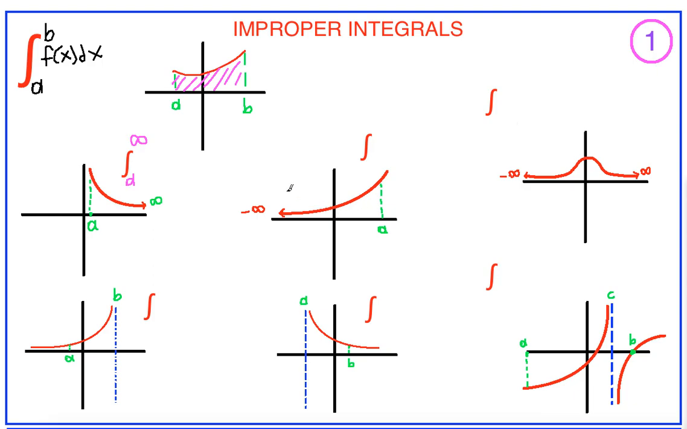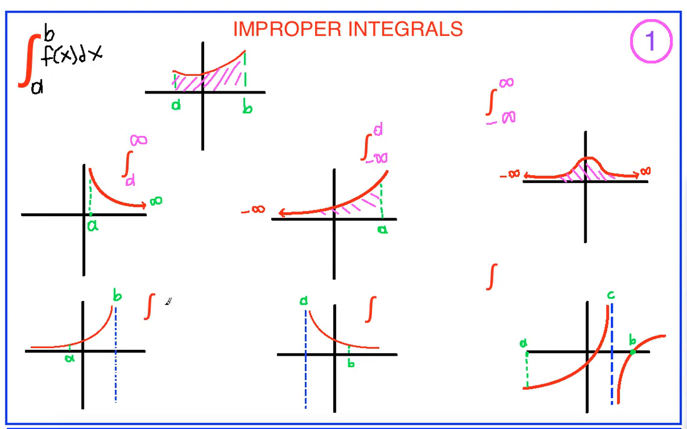How about here? Starting from negative infinity up to some value. Can we calculate the area under this curve? Still we cannot, because we don't know exactly what our lower boundary is. It's not a finite value. What if our integral is going from negative infinity to positive infinity? Can we calculate the area under this curve? Again, we cannot, because we don't know our lower and upper boundary exactly, and we don't have finite values here.